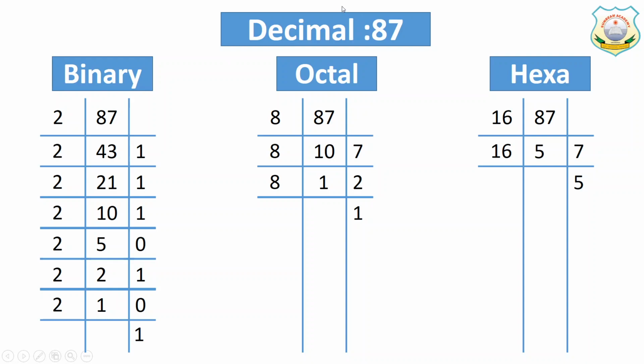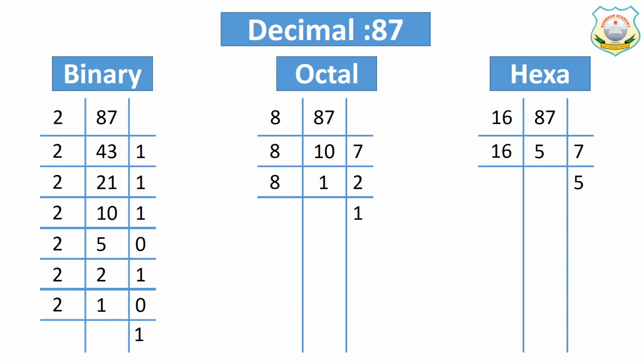So any decimal number, convert to binary, divide by 2, decimal to octal, 8, decimal to hexa, 16. Start with the decimal, so always you have to apply this rule. Divide from decimal, if it is decimal first, then this rule. Remember it.